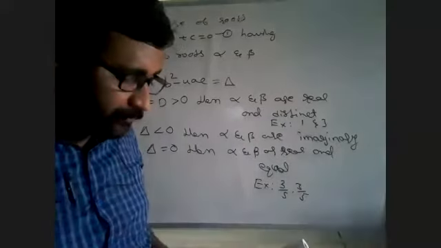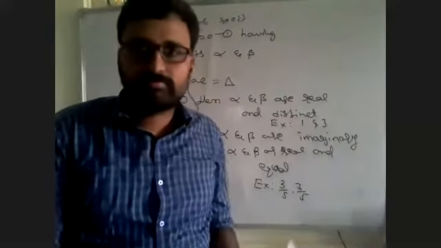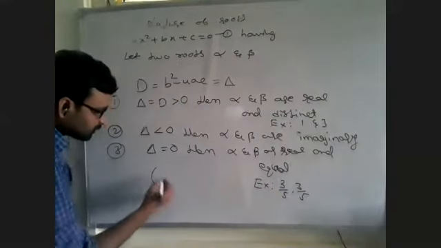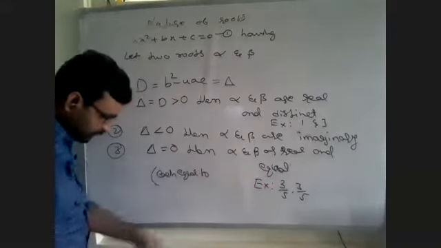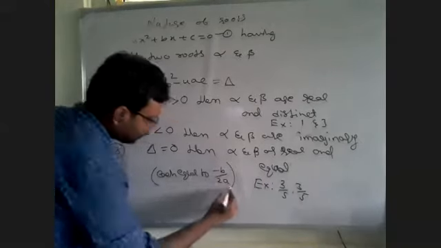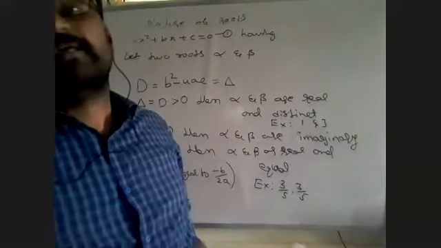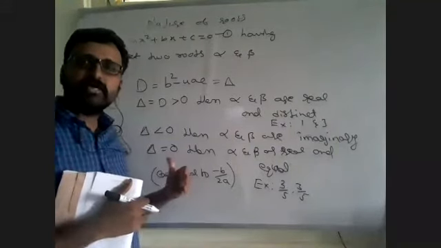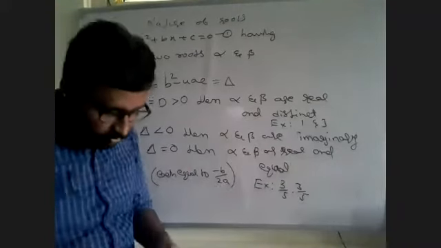And see, if delta equal to 0, the roots are real and equal, and each equal to minus b by 2a. Here the formula is also given. Remember this formula, minus b by 2a. So no need to find factorization, directly we can find the root by using minus b by 2a. When delta equal to 0, the roots are real and equal, that is minus b by 2a.